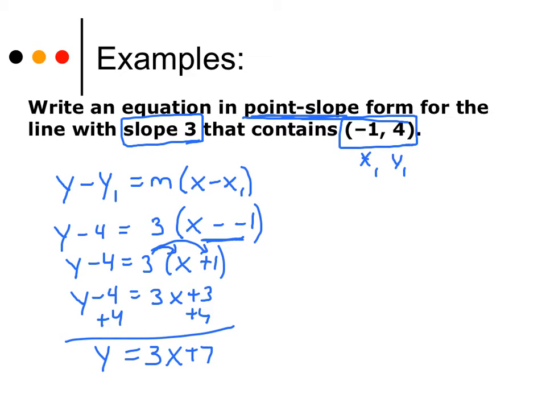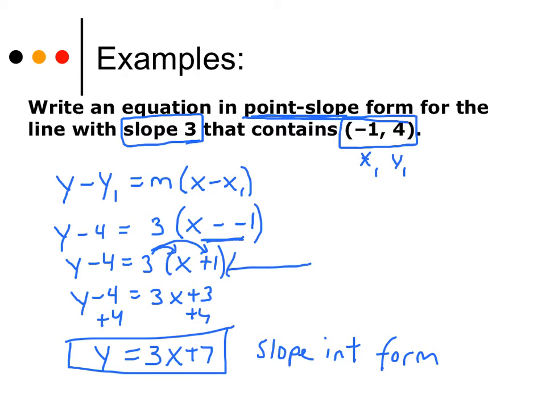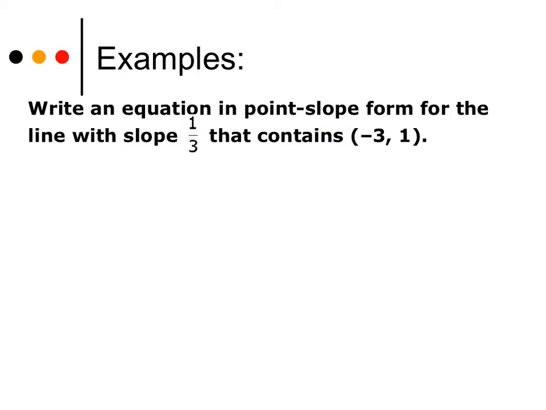So this is slope-intercept form. And then this right here is point-slope form. And there are 3 forms of an equation, and these are 2 of them that you're going to be learning. All right, let's move on to the next example.